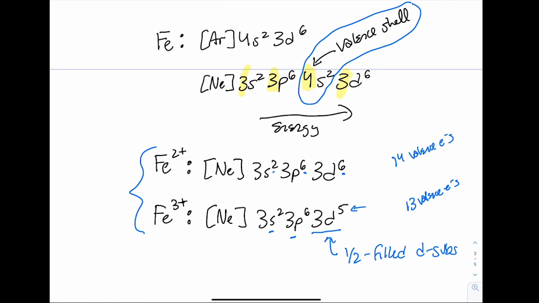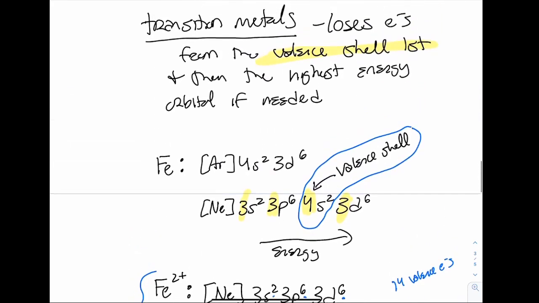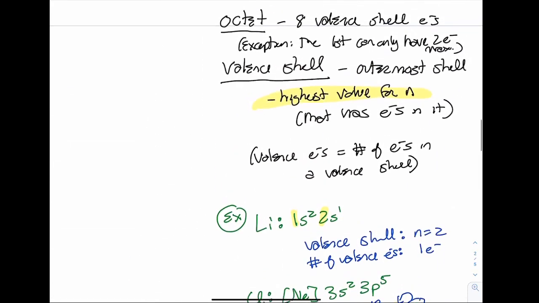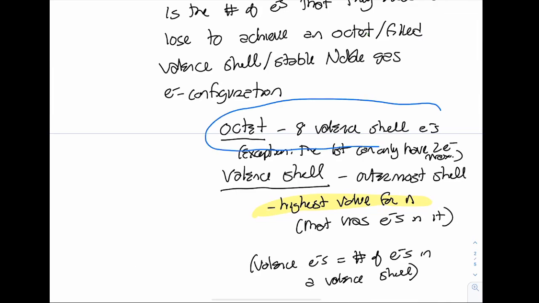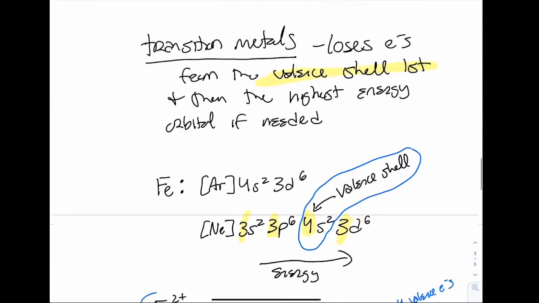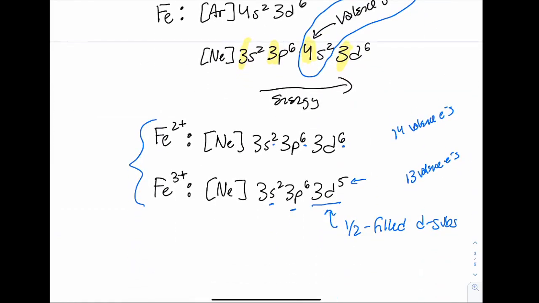So just be careful. The reason I wanted to do this is, if I'm asking for a reason, you can't use octet as your explanation for this one because I don't have 8 valence shell electrons, right? I have 14 and 13. So again, just be careful in your wording when I ask you to explain these. Sometimes you can use octet, sometimes you could use noble gas. This is neither one of those. So again, just pay attention to what the situation requires for your explanation.